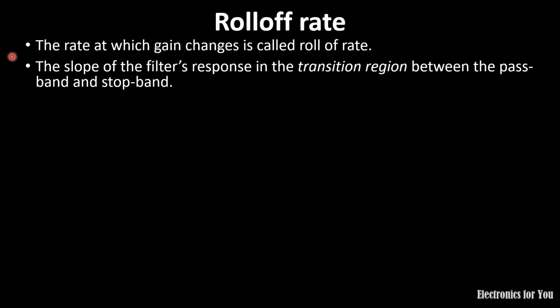The rate at which the gain changes is called roll off rate. It is the slope of the filter response in the transition region between pass band and stop band. Now let us consider the example of a low pass filter. If we want to draw the frequency response of a low pass filter, then the band which is allowed is called pass band, and the band which is blocked is called stop band.